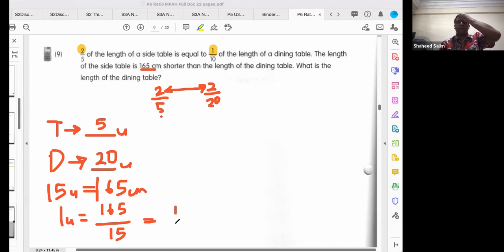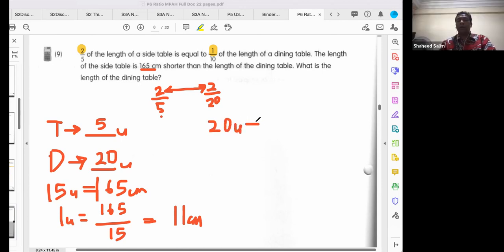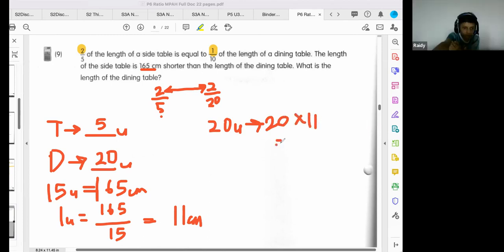is it 11 cm, Riley? Yeah, and then 11 cm times 20 units for the dining table length. You take 20 times 11 equals 220.